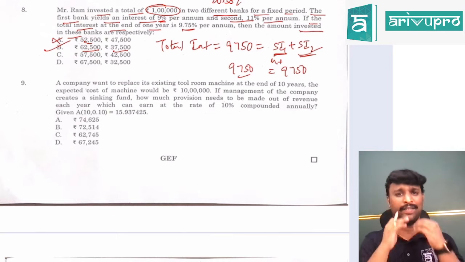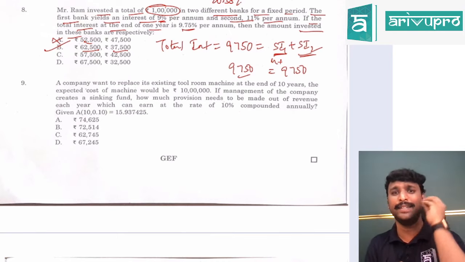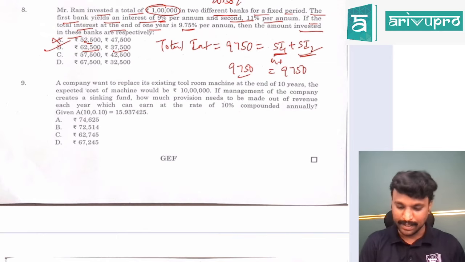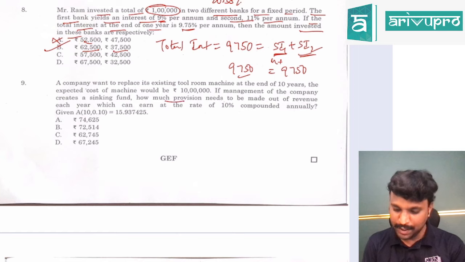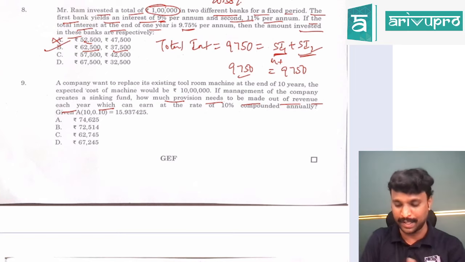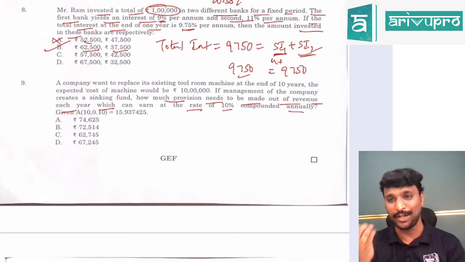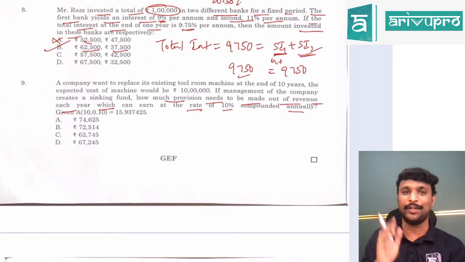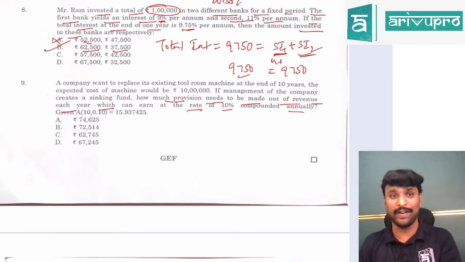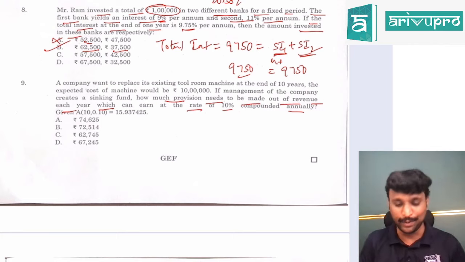I said what? If the question is lengthy, don't read the question up front. See what is asked. The question is what? How much provision needs to be made out of revenue each year? That means every year how much you have to invest at the rate of 10% compounded annually. That means you need to find the annuity, correct? You need to find the annuity. So for annuity, you need to see whether it is future value or present value. For that you need to read the first part.